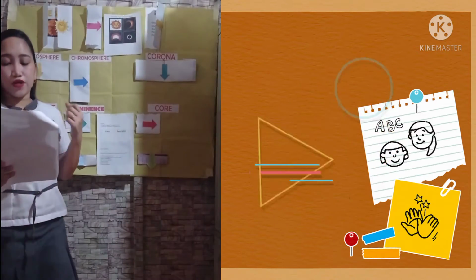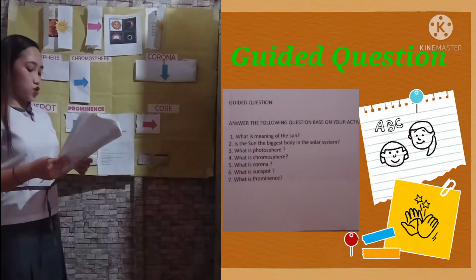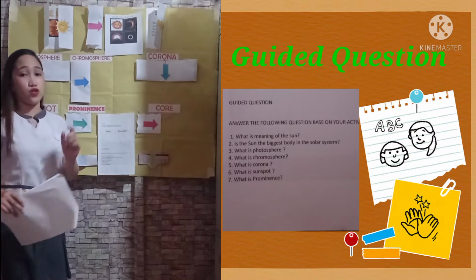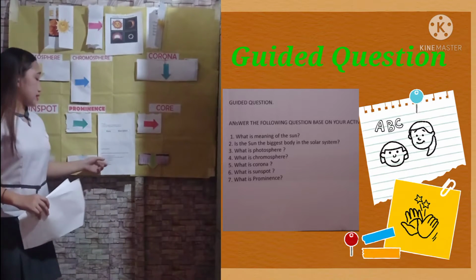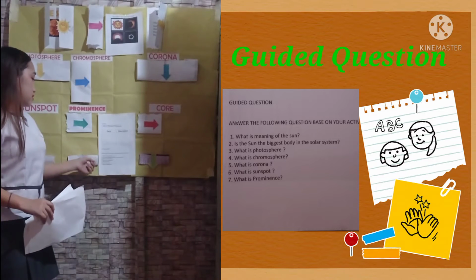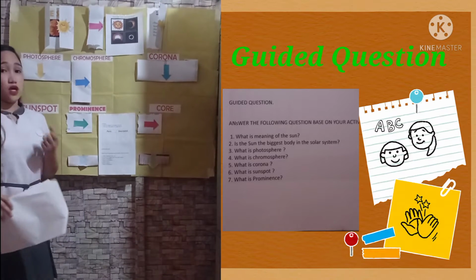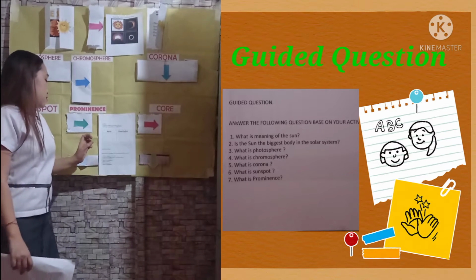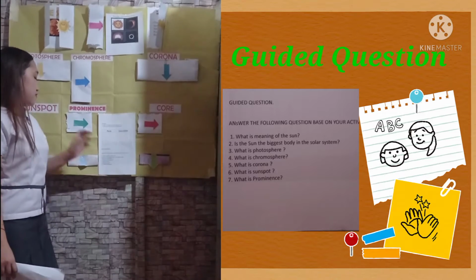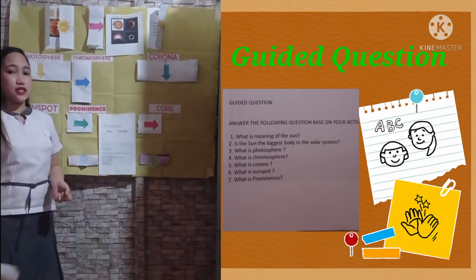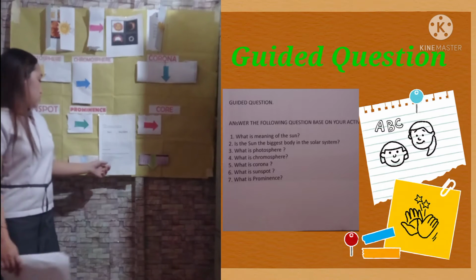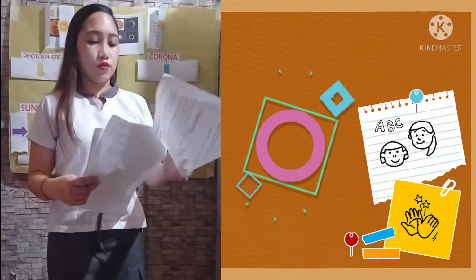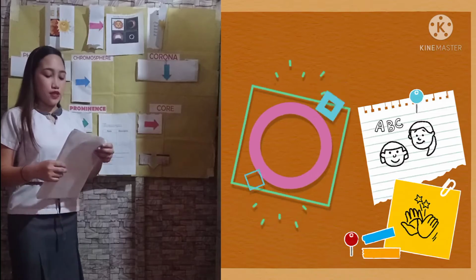Very good. Before you answer the table, I have guided questions. The direction is to answer the following questions based on your activity. First, what is the meaning of the sun? Second, is the sun the biggest body in the solar system? Third, what is photosphere? Fourth, what is chromosphere? Fifth, what is corona? Sixth, what is sunspot? And seventh, what is prominence? Okay, you may start the activity, students.